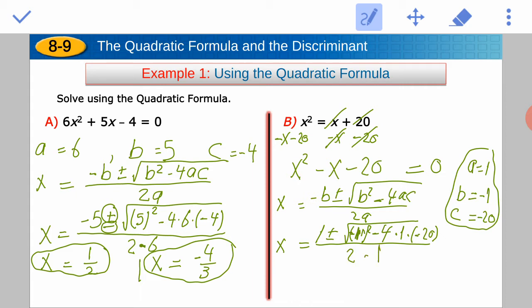Guys, if you put the whole thing on the calculator with the plus sign one time, you will get one solution, and that solution is going to be x equals 5. And if you try the negative sign another time, you will get the second solution, and the second solution is going to be x equals negative 4.